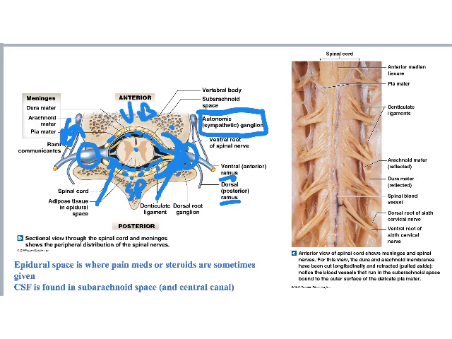I just thought this picture here was interesting to see what it looks like in real life. You can see all of these spinal nerves coming off of the spinal cord in real life and see what it looks like.